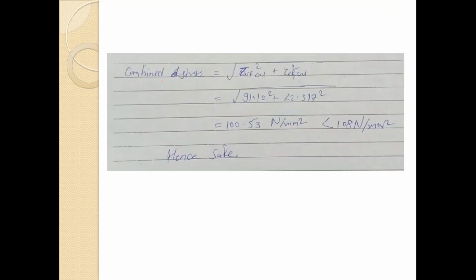So now the combined stresses. We have the formula, that is the square root of tau Vf square plus tau Vf1 square. By putting the values, we'll get the final stress 100.53 Newton per mm square, which is lesser than 108 Newton per mm square. Hence the design is safe. So this is the way we can design the particular joint.